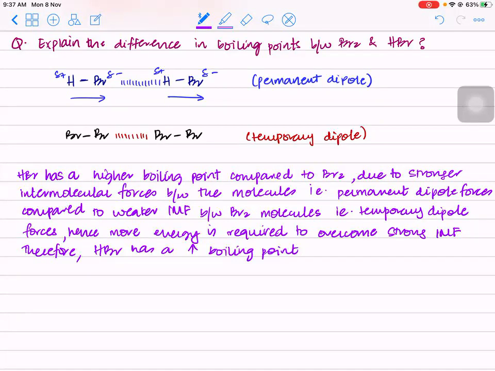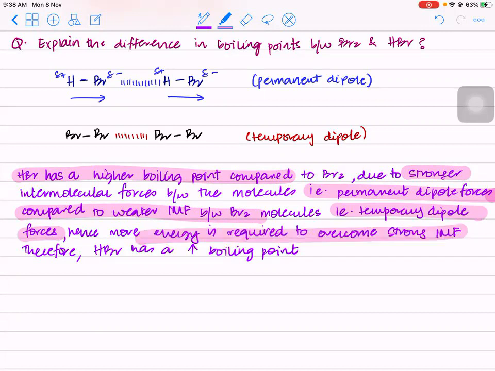Clear? Is this clear? Yes? So you will say HBr has a higher boiling point compared to Br2 because it has stronger intermolecular force, which is the permanent dipole forces, compared to weaker forces that are temporary dipole forces in bromine. Hence, more energy is required to overcome strong forces. Therefore, HBr has a higher boiling point, and this usually comes for 3 or 4 marks. All right?